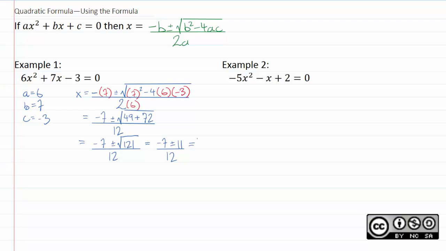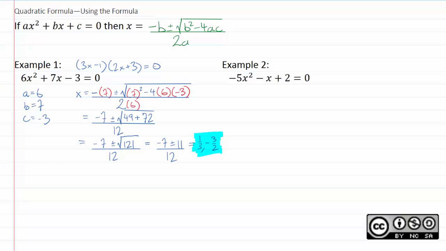Well, negative 7 plus 11 over 12 works out to 4/12, which is 1/3. Negative 7 minus 11 over 12 is negative 18/12, which reduces to negative 3/2. So we have two answers here, 1/3 and negative 3/2. Now factoring would have worked on this one. Example 1 actually turns out to factor into 3x minus 1 times 2x plus 3. And that's wonderful, and you could have done that instead.